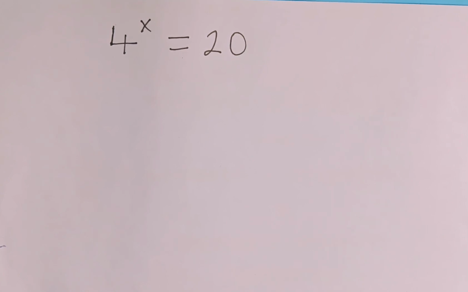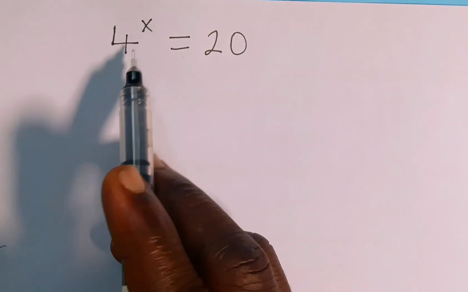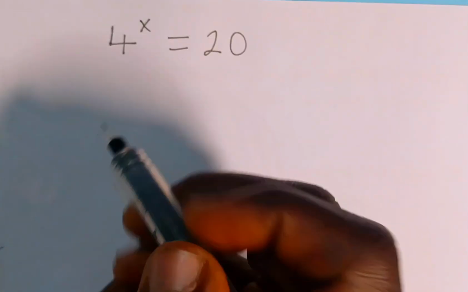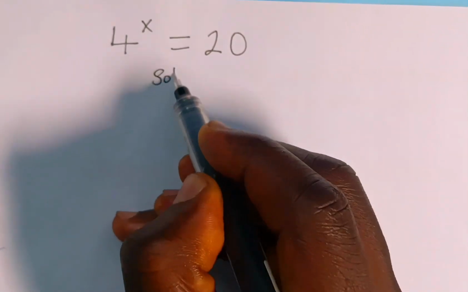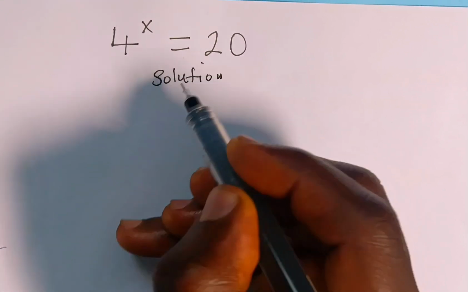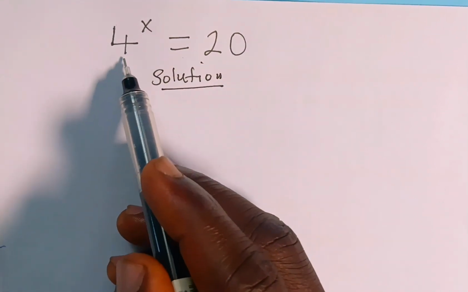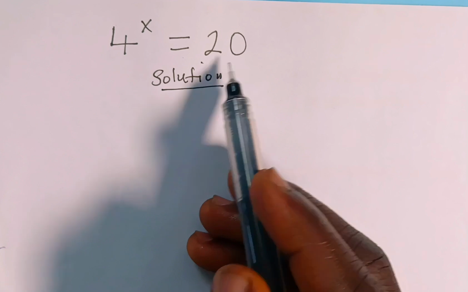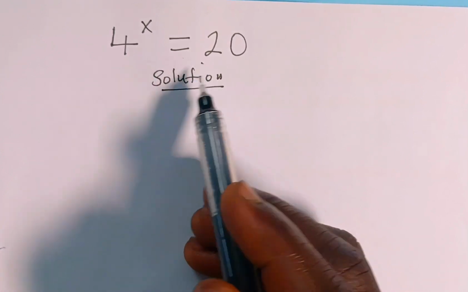We're going to solve for the value of x from this Olympiad math problem. And the question is given as 4 to the power of x is equal to 20. To solve for the value of x from this equation, as you can see, on the left hand side the base is 4 and on the right hand side we have 20. There's no way we can make these two bases the same.